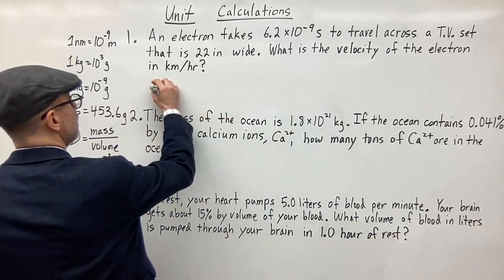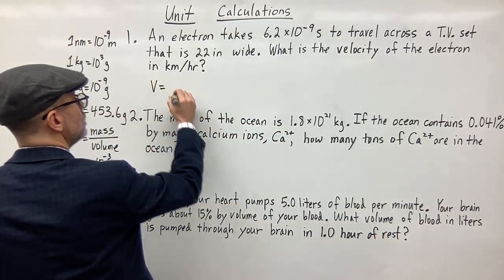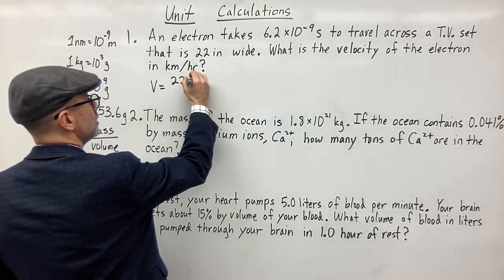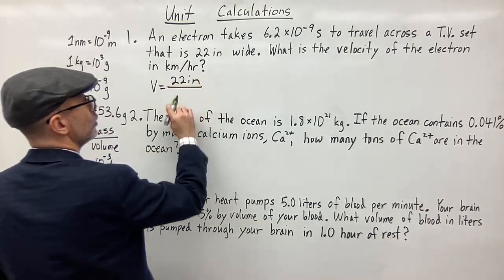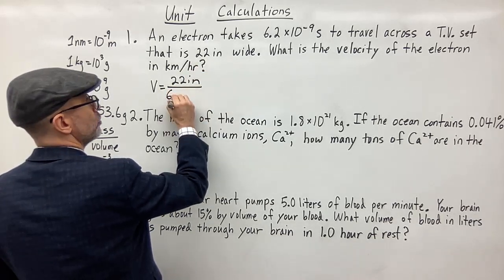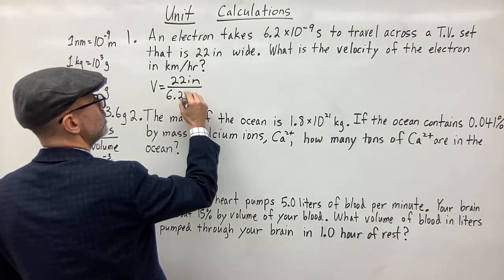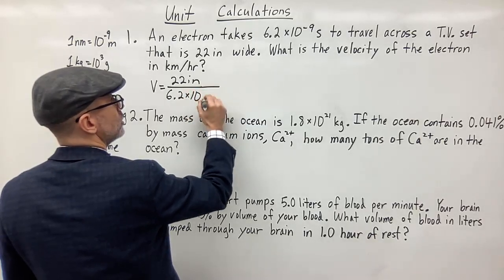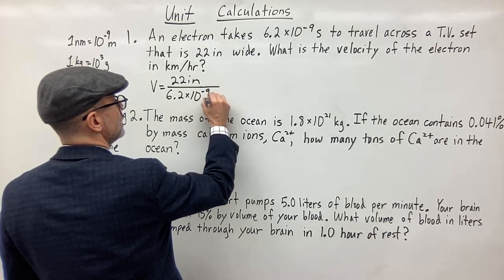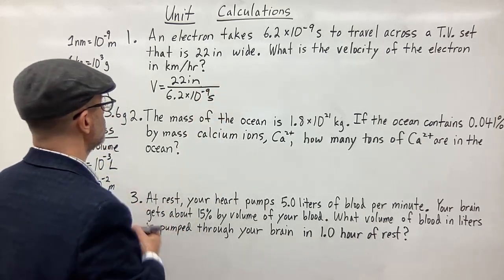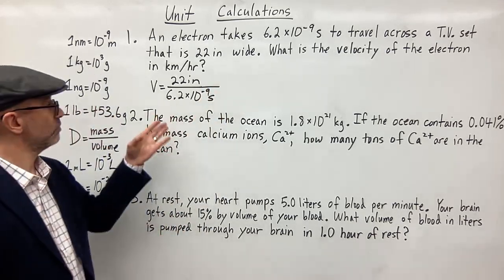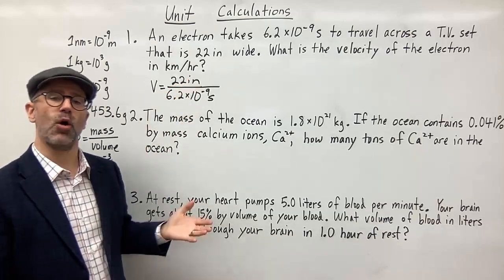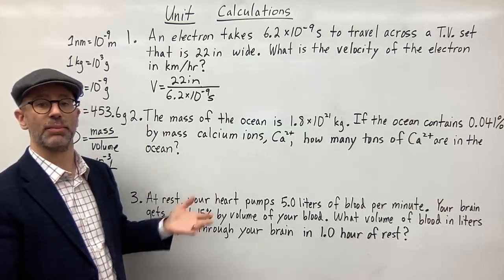So velocity is going to be equal to 22 inches distance traveled over the time, which is 6.2 times 10 to the negative 9 seconds. Okay, so we set it up, right? So we have inches over seconds, inches per second, but we don't want inches per second. We want kilometers per hour.